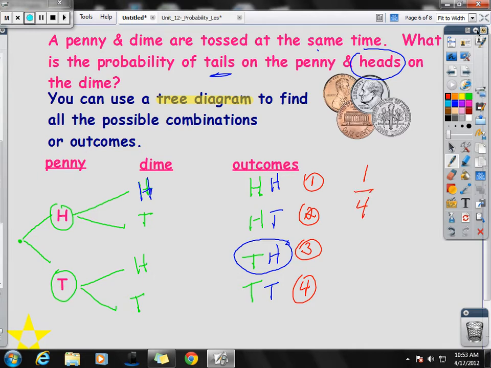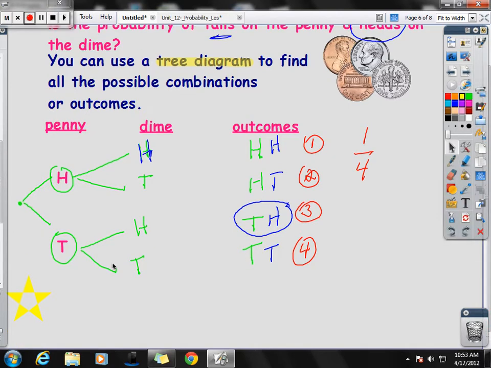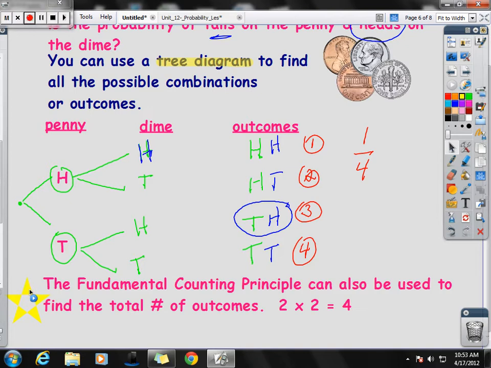Now, you can also solve this problem using just a little bit of math, and we call that little bit of math the fundamental counting principle. The fundamental counting principle basically says to find the total number of outcomes, I take the total possibilities of outcomes from the penny, which is a head and a tail, that's 2, and the dime, which is a head and a tail, that's 2, and I multiply those two. 2 times 2 equals 4. So there are 4 possibilities, but there is only one of those possibilities being the answer.